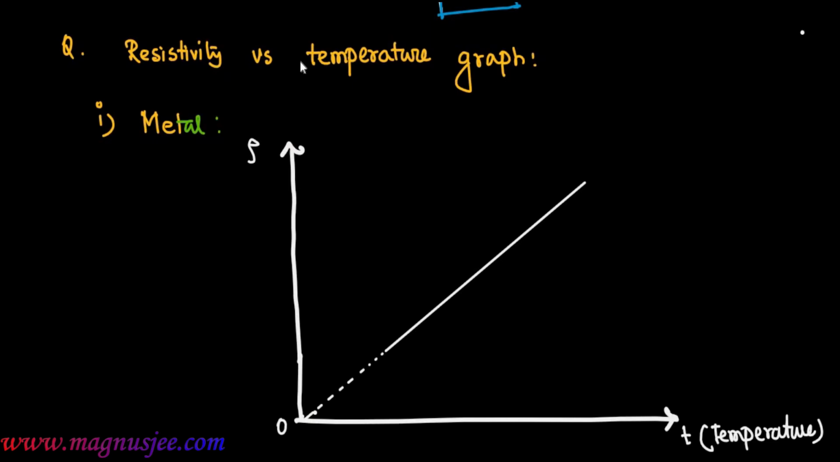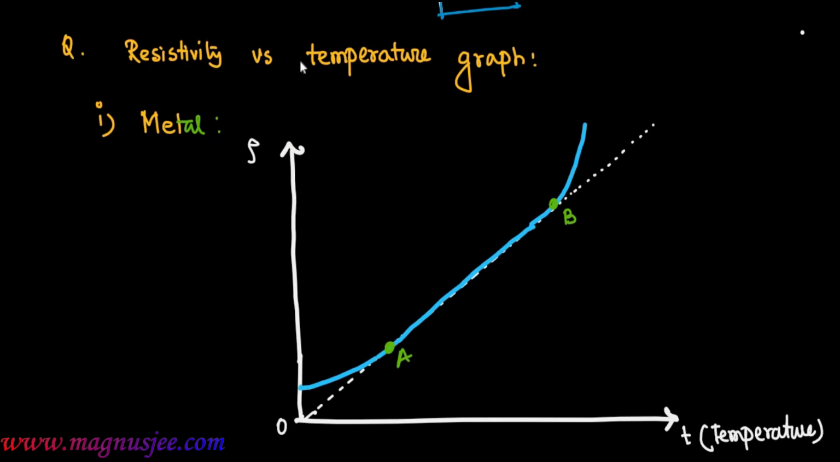So we can assume an imaginary straight line along which resistivity increases linearly with temperature within a certain range of temperature. This is the straight line along which the resistivity of metal increases linearly, and at the lower temperature and at high temperature, resistivity increases following a curve.